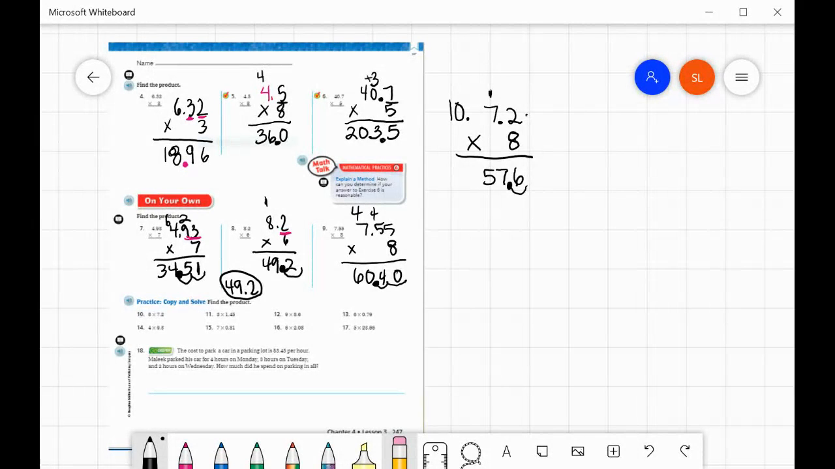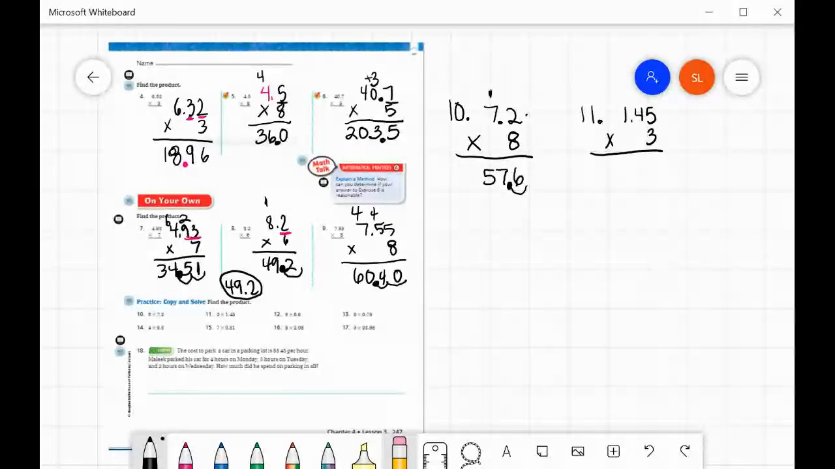Go ahead and write number 11 down and solve that problem. All right, number 11. Number 11 is 1.45 times 3.